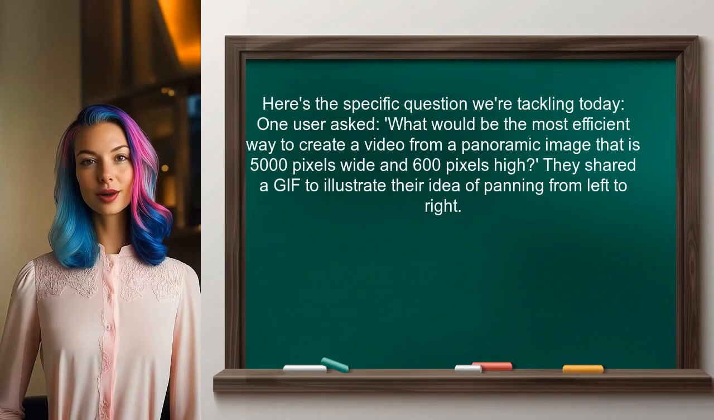Here's the specific question we're tackling today. One user asked, what would be the most efficient way to create a video from a panoramic image that is 5,000 pixels wide and 600 pixels high? They even shared a GIF to illustrate their idea of panning from left to right. Sounds interesting, right?